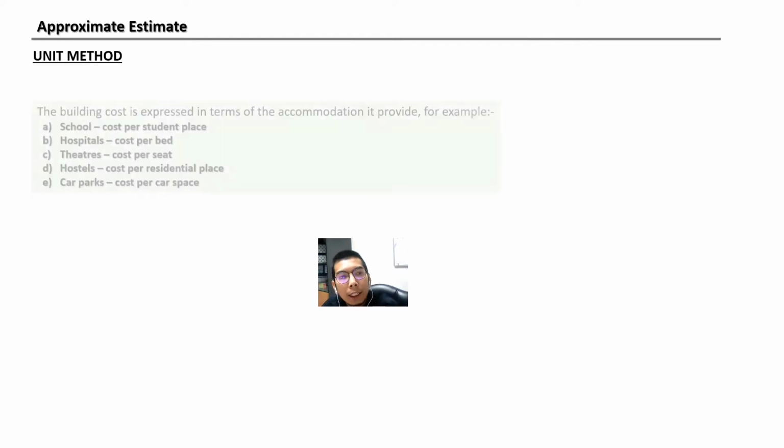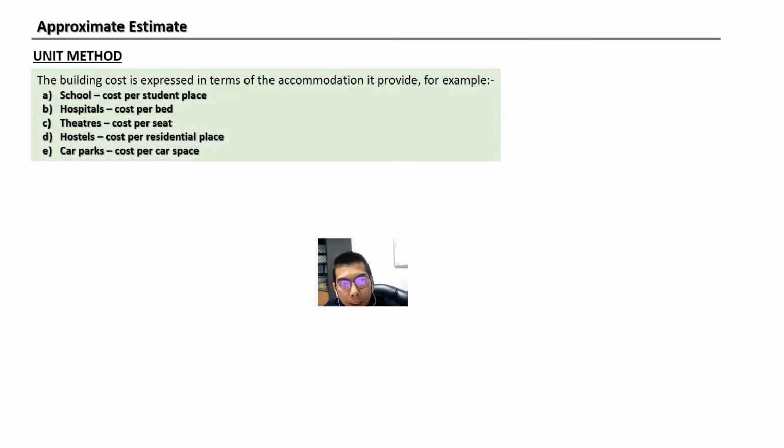Okay, so basically, the unit method is based on units. The estimation of the building cost is expressed in terms of the accommodation it provides. For example, a school: cost per student place. It means that if you want to build a school, you ask the client how big the capacity of the school is, how many students it can accommodate. From there you can determine the cost per student.